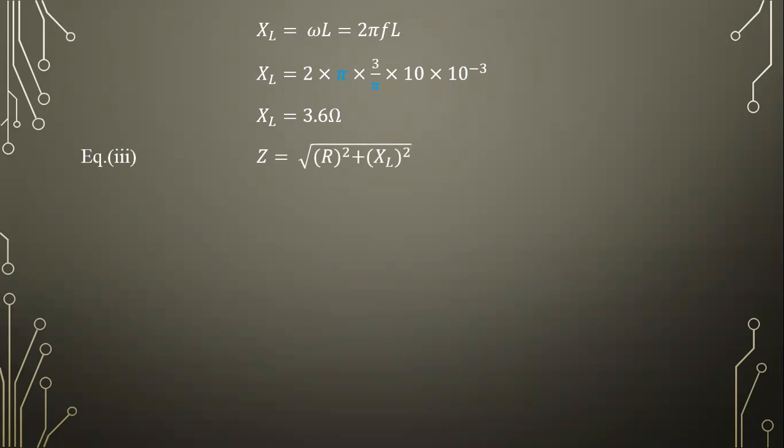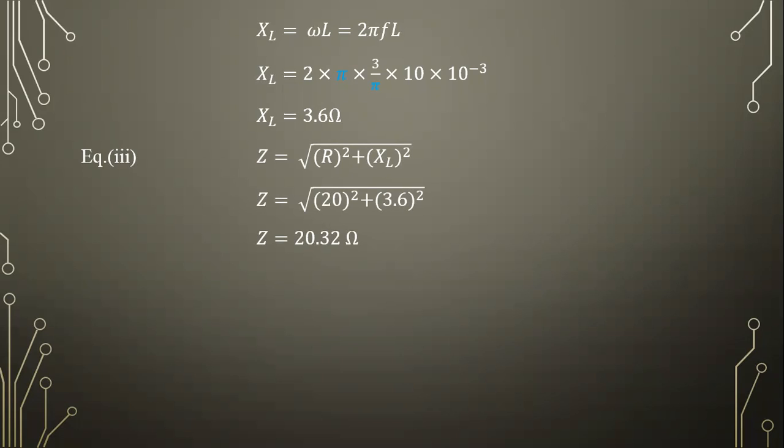By putting this value of inductive reactance in equation number 3, impedance becomes equal to the square root of 20 square plus 3.6 square. So the impedance of the electric circuit is equal to 20.32 ohm. This is the impedance of the electric circuit.